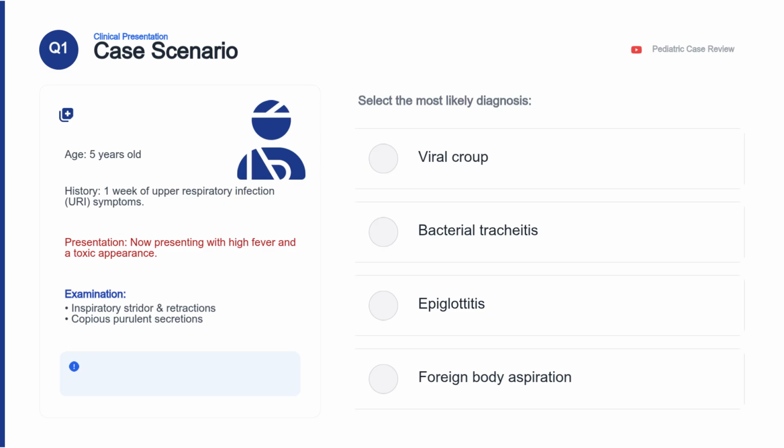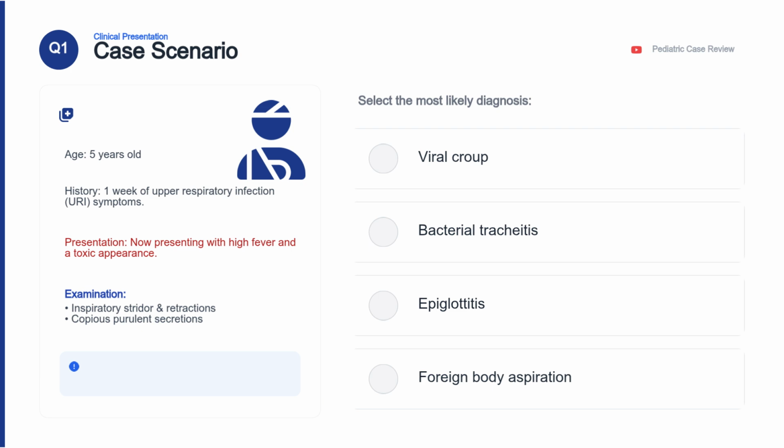Question 1 addresses clinical presentation. A 5-year-old child presents to the emergency department. The patient has a 1-week history of upper respiratory infection symptoms, including runny nose and cough. Over the past 12 hours, the child developed high fever up to 39.5 degrees Celsius, appears toxic and ill, has inspiratory stridor, subcostal and intercostal retractions, and is producing copious thick purulent secretions. The child received nebulized racemic epinephrine and intravenous dexamethasone with minimal improvement.